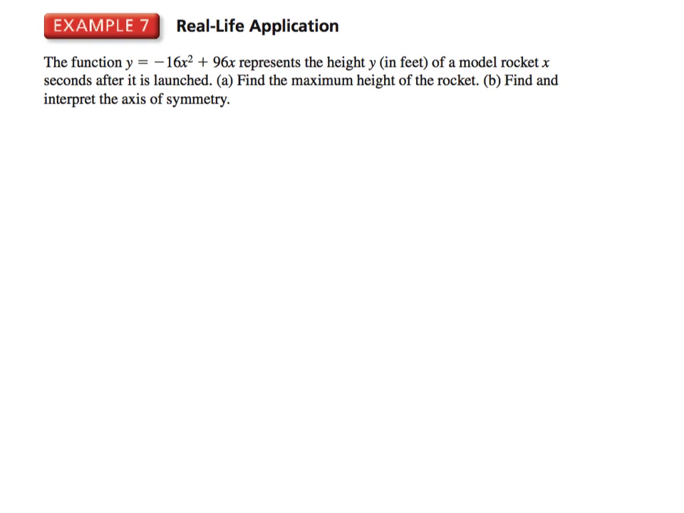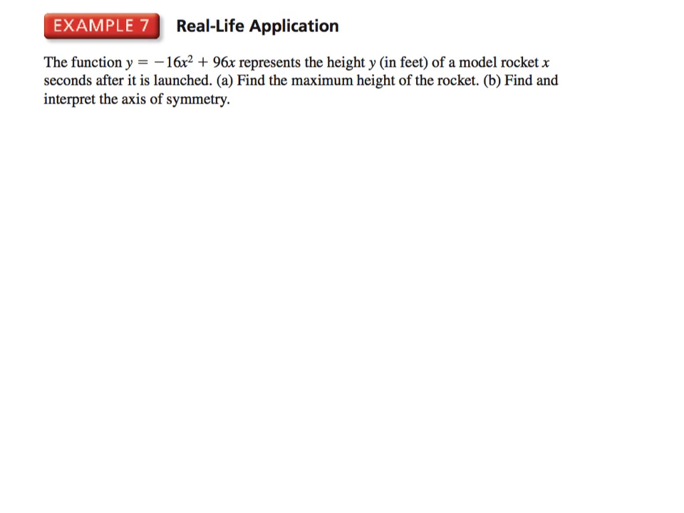Example number 7, a real-life application. The function y equals negative 16x squared plus 96x represents the height y in feet of a model rocket x seconds after it is launched. Find the maximum height of the rocket. Find and interpret the axis of symmetry.